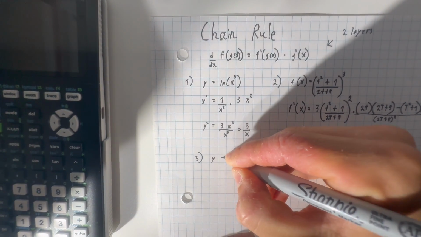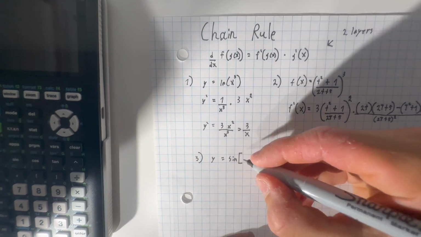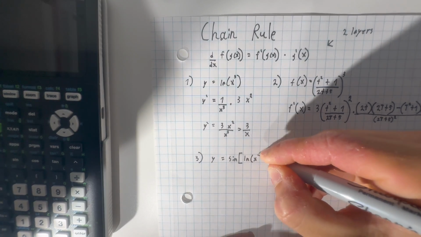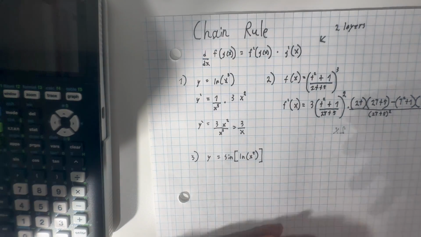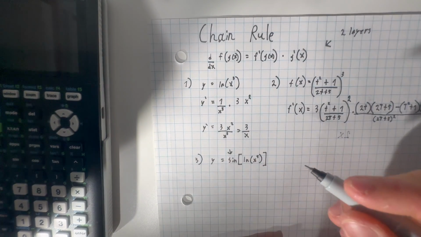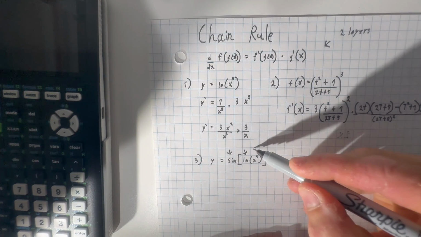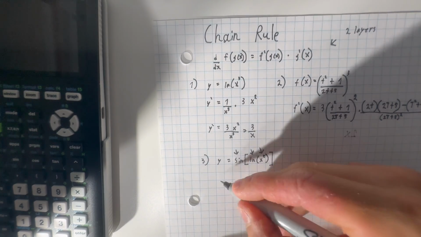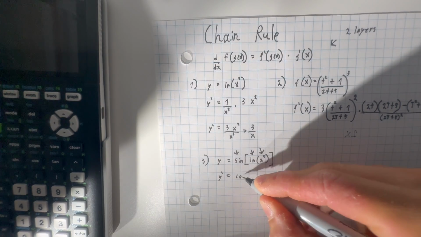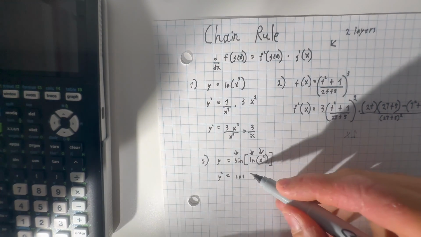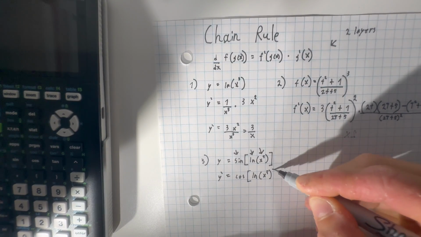So we're going to have y is equal to sine of natural log of x to the power of 5. This is our function. So first, again, our outermost function is sine. Our second outermost function is natural log. And our most inward function is x to the power of 5. So let's start. The derivative of sine of x is just cosine. But since our x is all of this that's on the inside, this is how we're just going to leave it. Natural log of x to the power of 5.